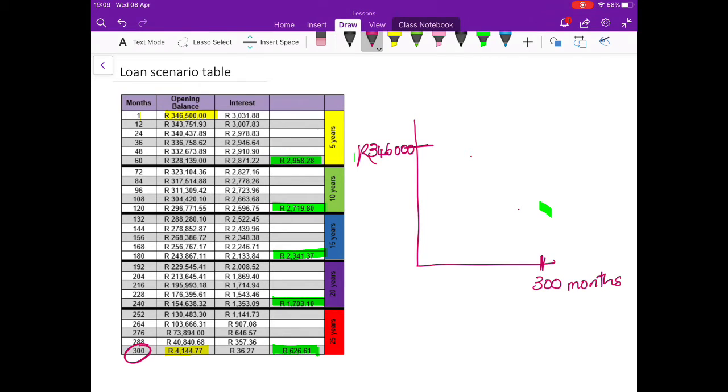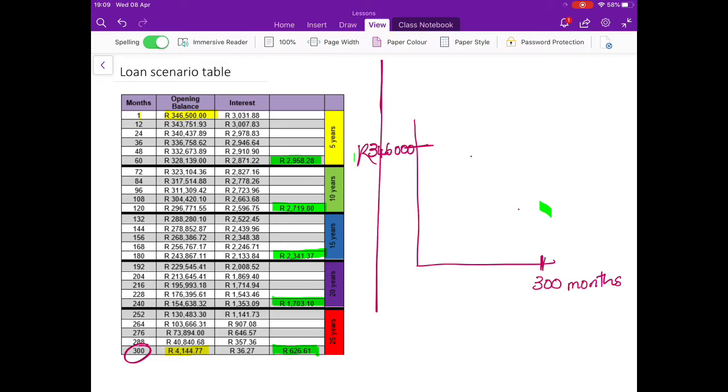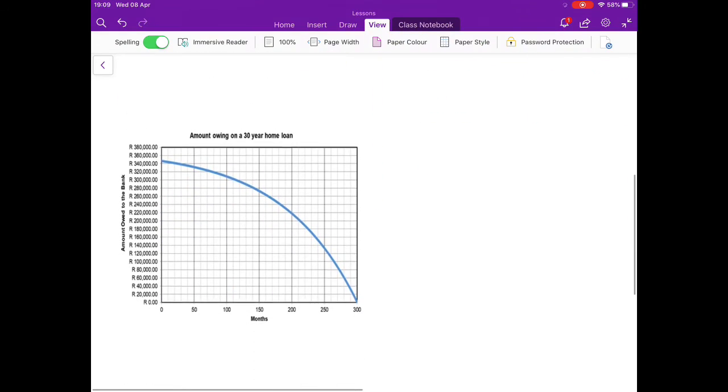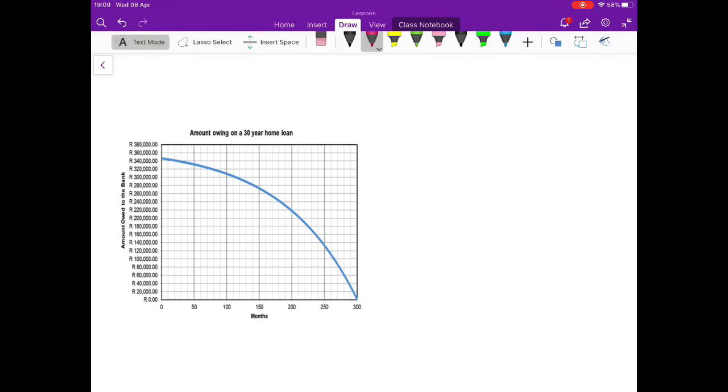So what does this actually mean? Let's go and have a look at what the table looks like if we draw it neatly in a graph. Right, so what we said was that at 346,000 is where it starts, because that is where the loan starts, and then it ends at 0 at 300 months. We put it into months because there is a monthly repayment, and 300 months is 25 years.